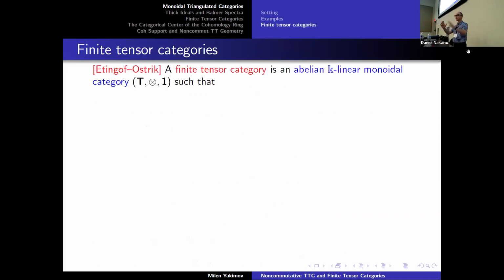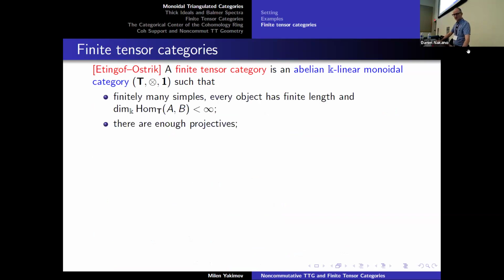The focal point in my talk today will be finite tensor categories. These are very natural generalizations of module categories of finite dimensional coalgebras, and people care a lot about this in relation to representation theory, mathematical physics, and topological quantum computing. So a finite tensor category, now this is at the abelian level. It's an abelian K-linear monoidal category.